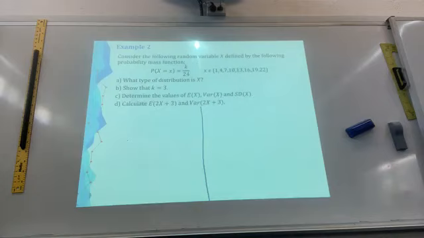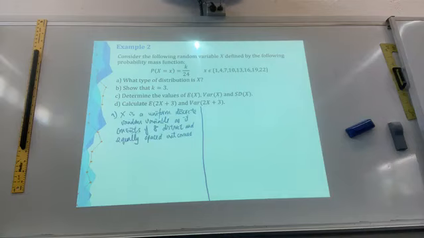Let's have a look at example 2. Consider the following random variable x defined by the following probability mass function: P of x equals k over 24. You know that x is an element of 1, 4, 7, 10, 13, 16, 19, and 22. Now, what type of distribution is x, and you need to give a reason why. Uniform. It is uniform, as it consists of 8 distinct and equally spaced outcomes.